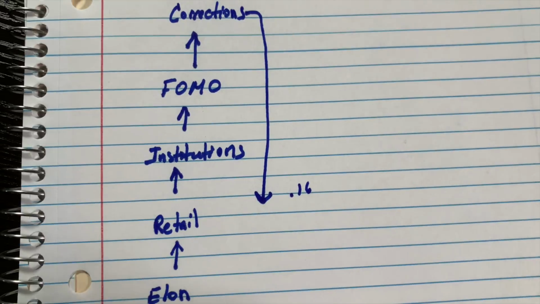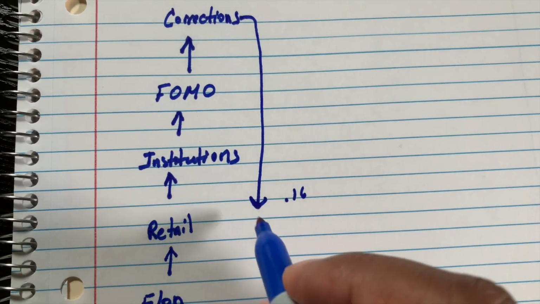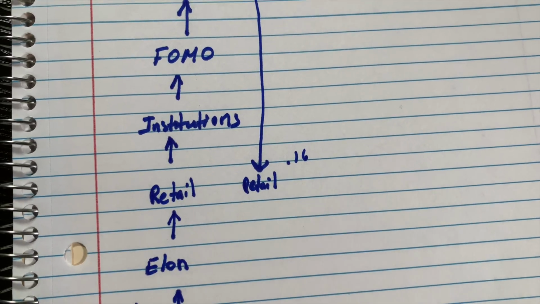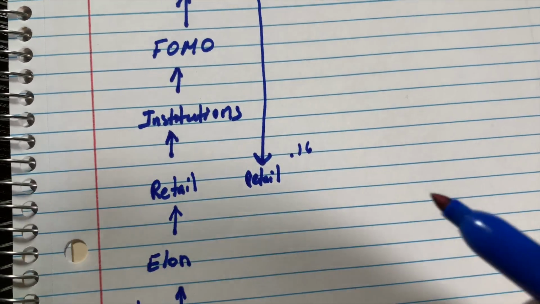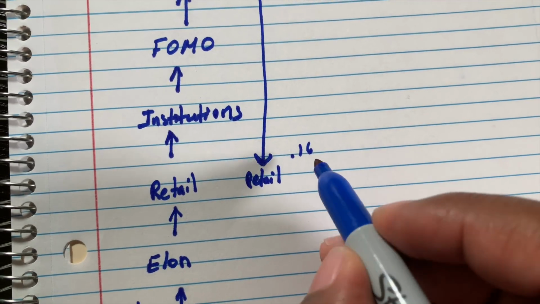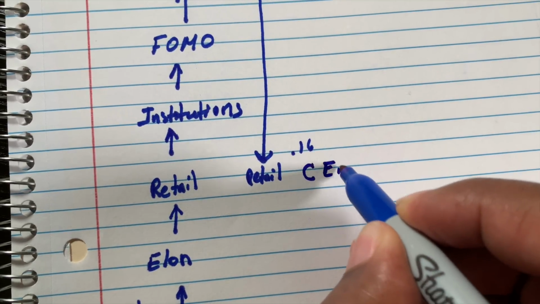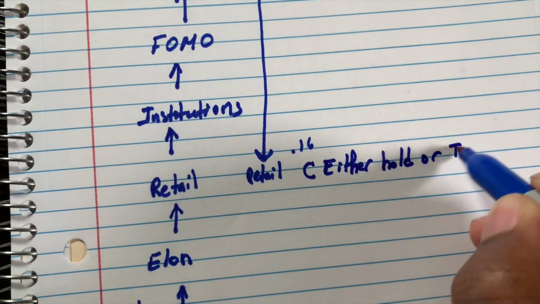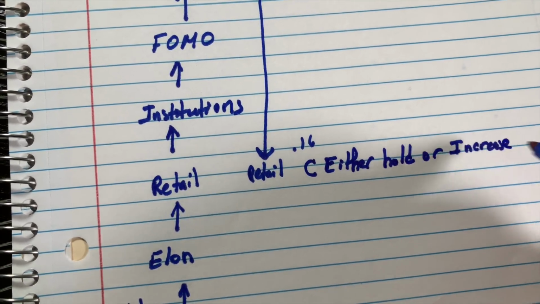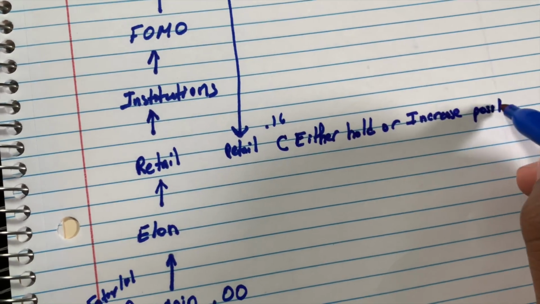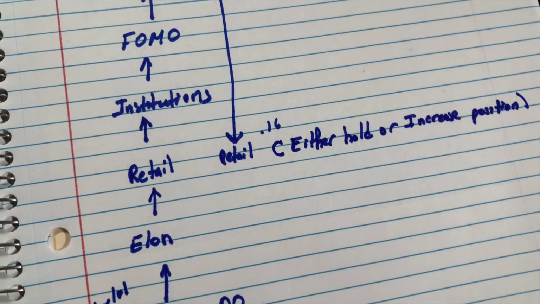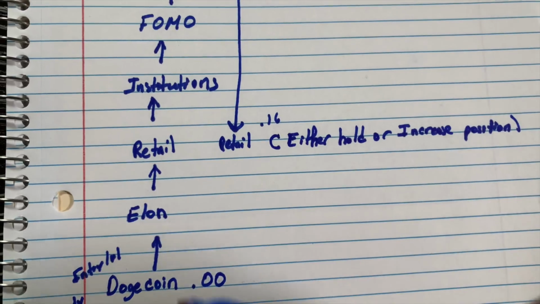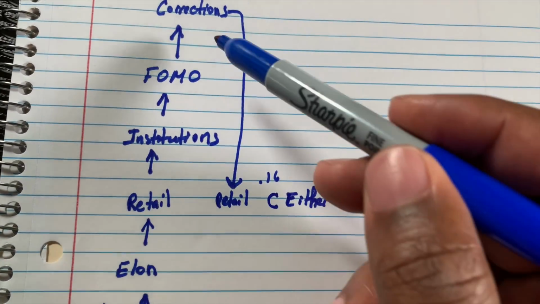And then the retail, the ones that are long-term, or just the ones that have more experience, they of course are going to invest back in at this point. So for here next to retail, I'm going to put either hold or increase their position. Okay, and so this will technically complete the first cycle. So this will be literally the birth of a coin going all the way through its first cycle.